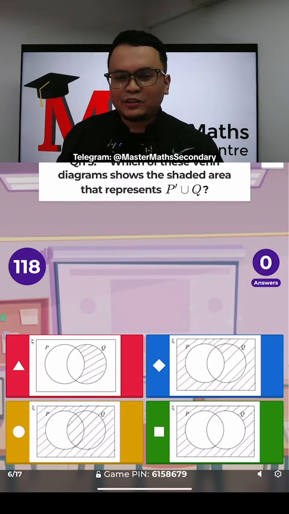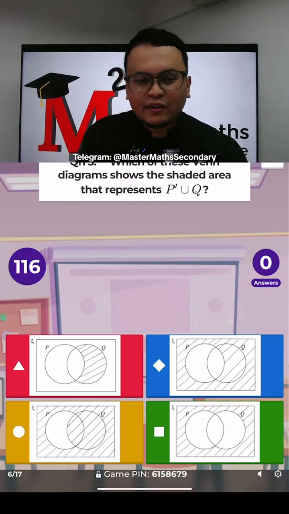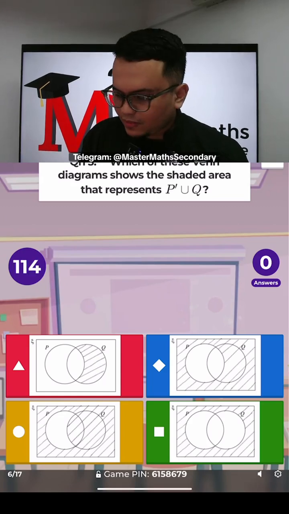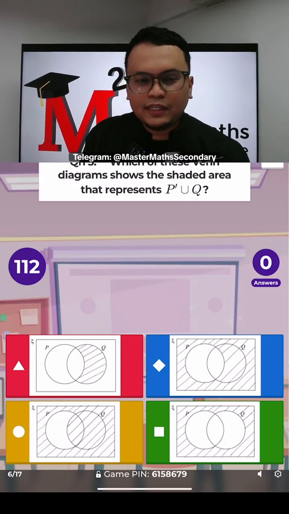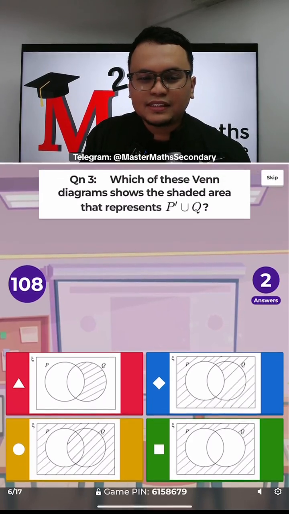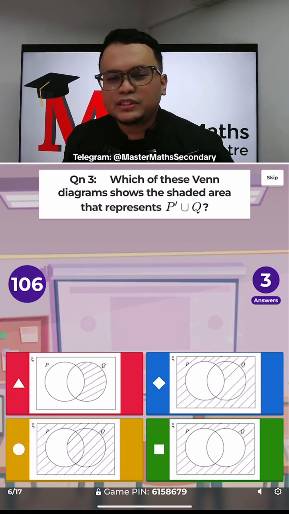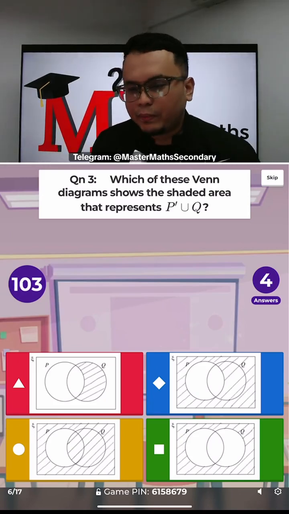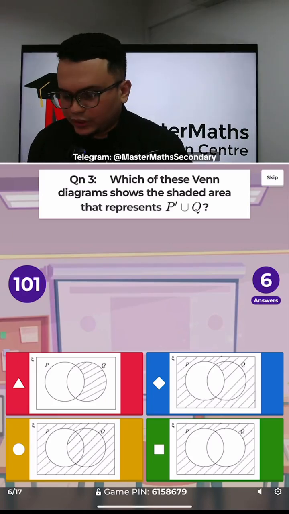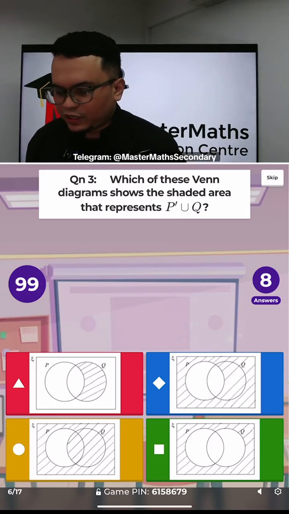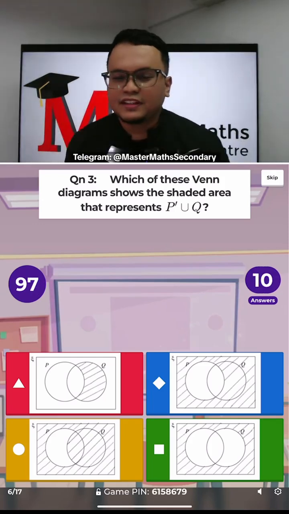Can you all see which one of these Venn diagrams shows the shaded part P complement union Q? Choose carefully, guys. Which one of these Venn diagrams shows the shaded area that represents P complement union Q? You have 100 seconds left.